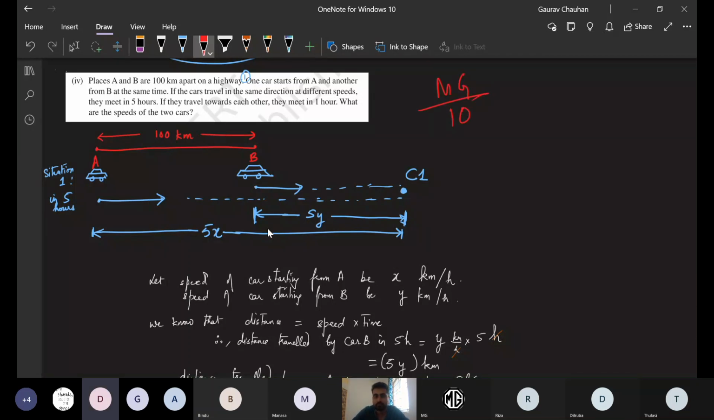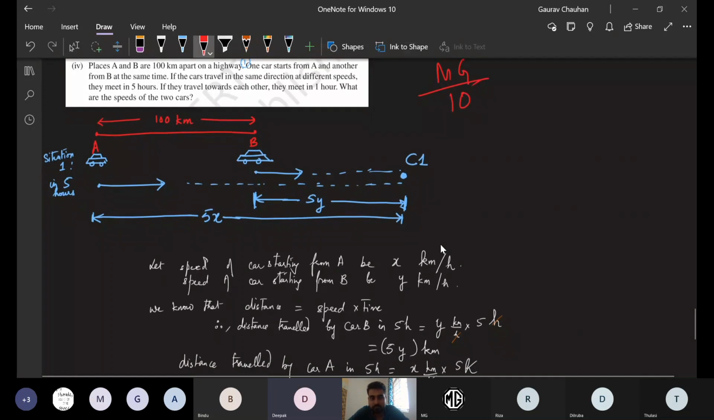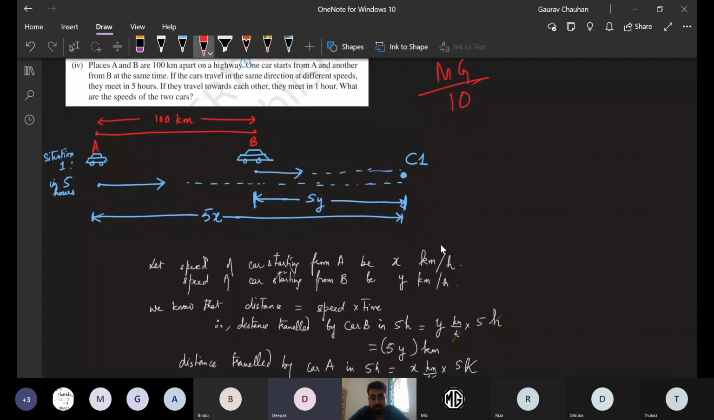Sir, we can write 5x minus 5y equals 100. Perfect. See, 5x is this full distance for car A to reach C1, and 5y is for car B to reach C1. If I subtract that, it's basically this length. Are we following here? That is the 100 kilometers that we already have.